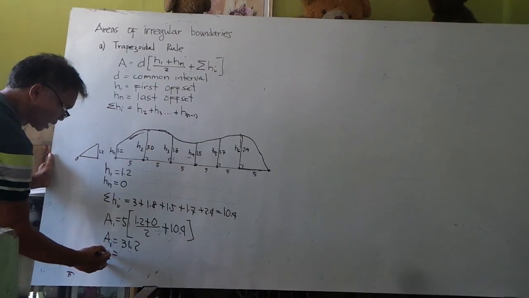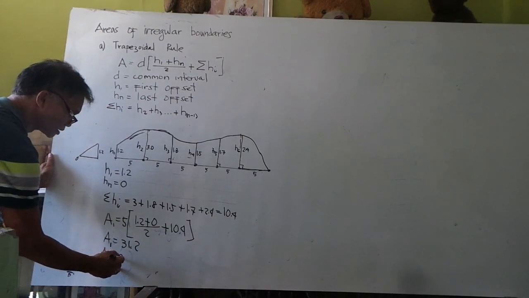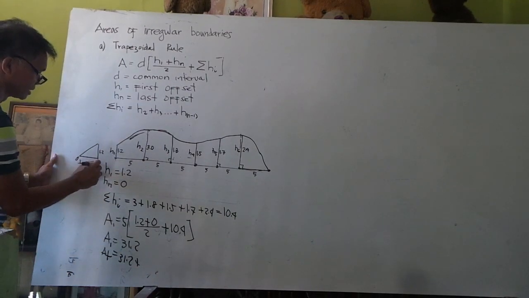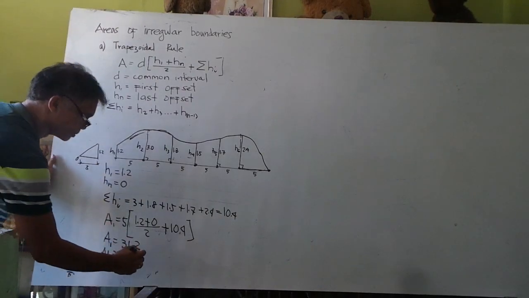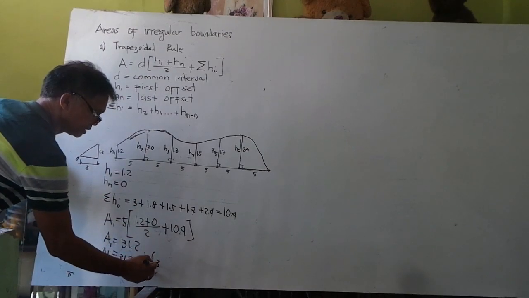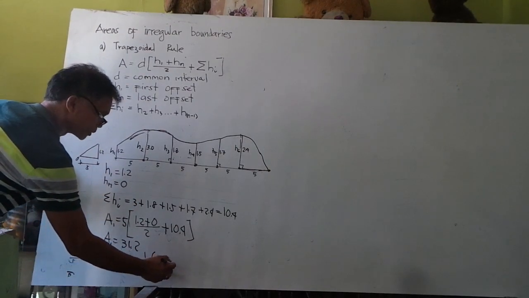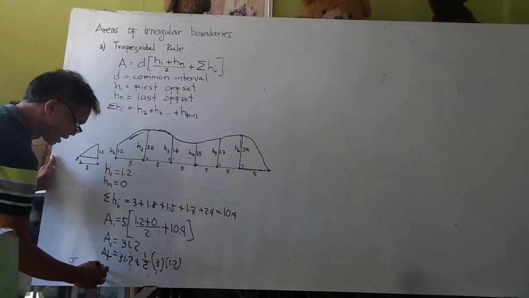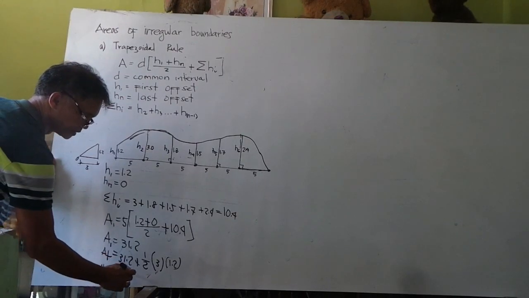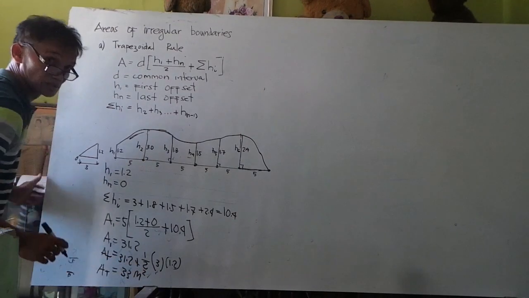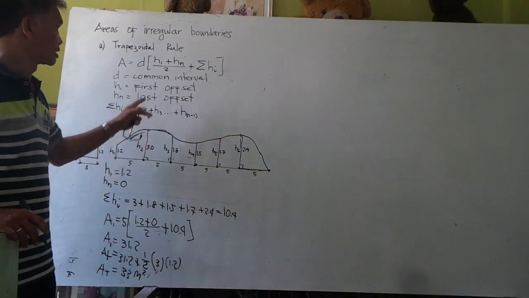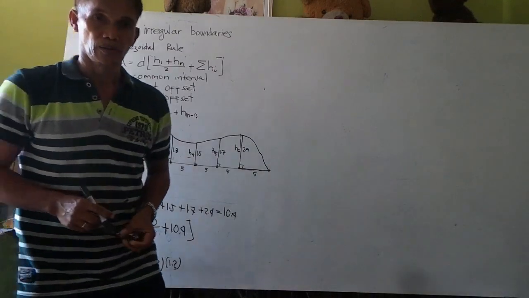So, the total area is just equal to 31.2 plus the area of the triangle, which is 3 meters in count. So you have 1/2 times 3 times 1.2. So you have a total area equal to 33 meter squared. Okay? So this is how to use the trapezoidal rule formula.